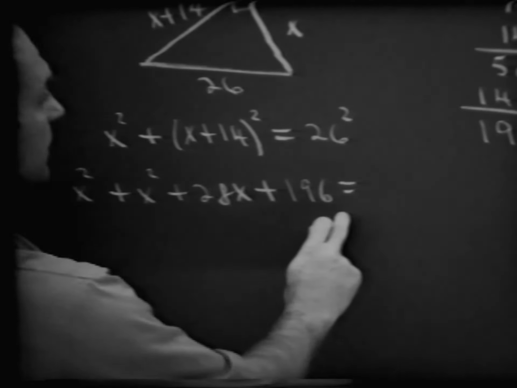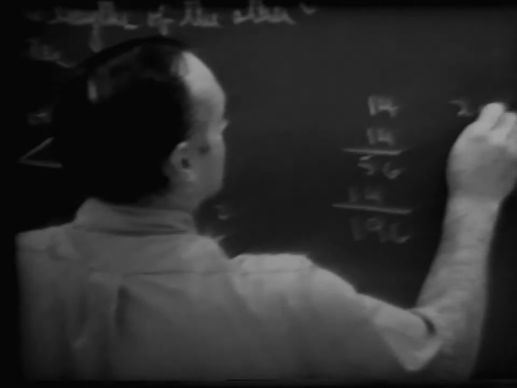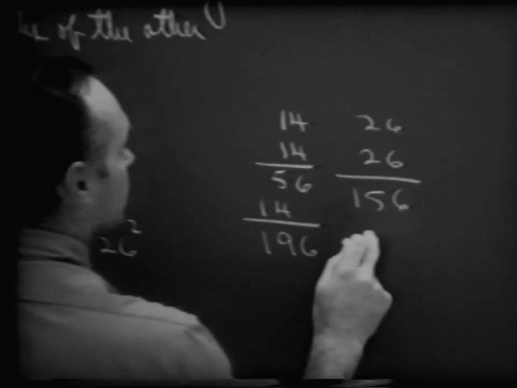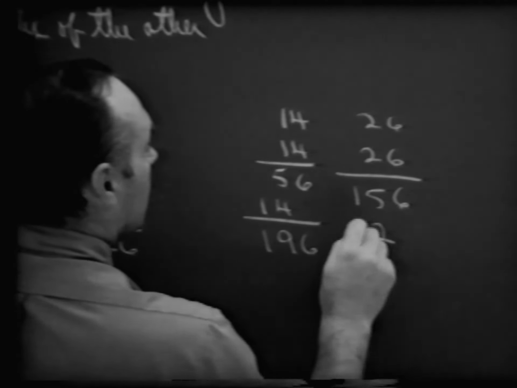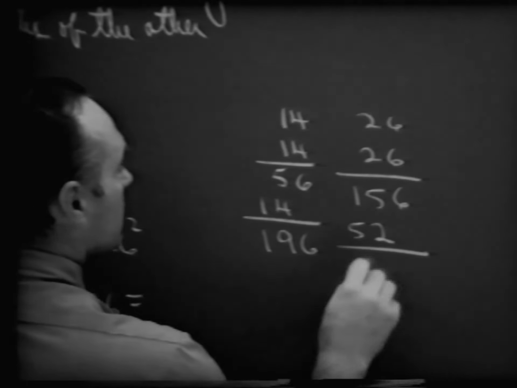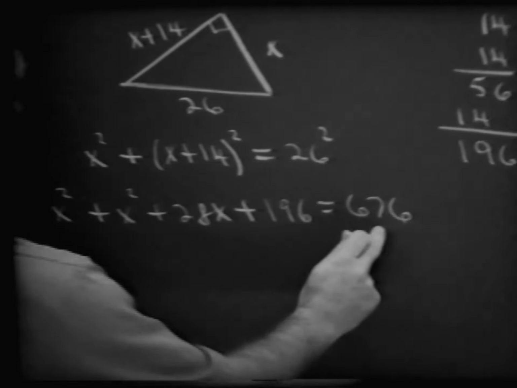And then finally on the right-hand side we have 26 squared. And what then is 26 squared? Well, we have 156, is that right? And 52, is that right? So we have here what number? 676. So on the right-hand side we have 676.